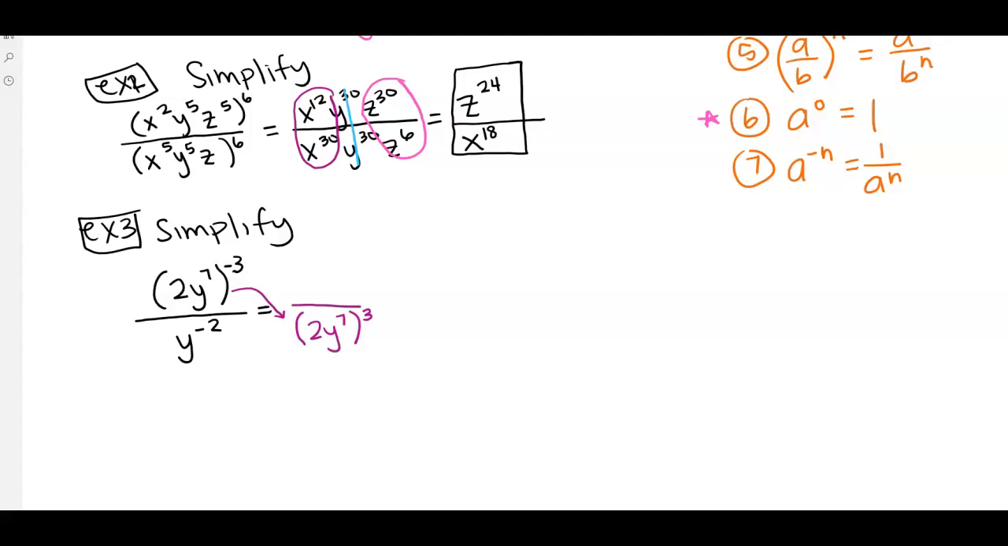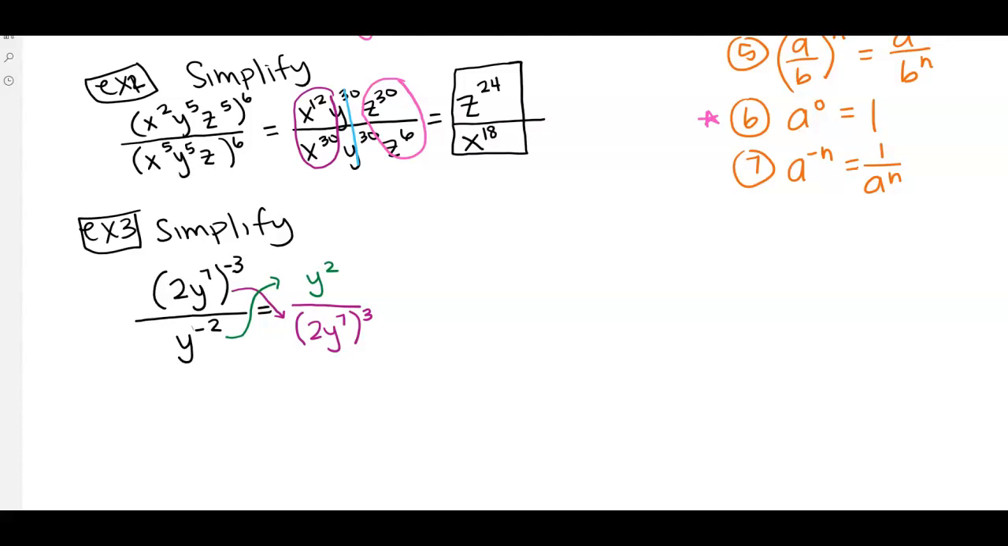Just by flipping that downstairs, it changed that negative into a positive. And the same thing goes on with this y. It's negative, unhappy downstairs, so we're going to flip it upstairs, and that will be y to the 2nd now. Okay, so that's what I like to do first.